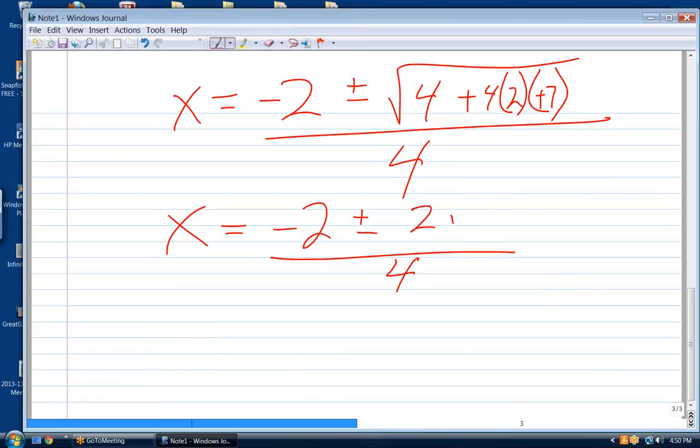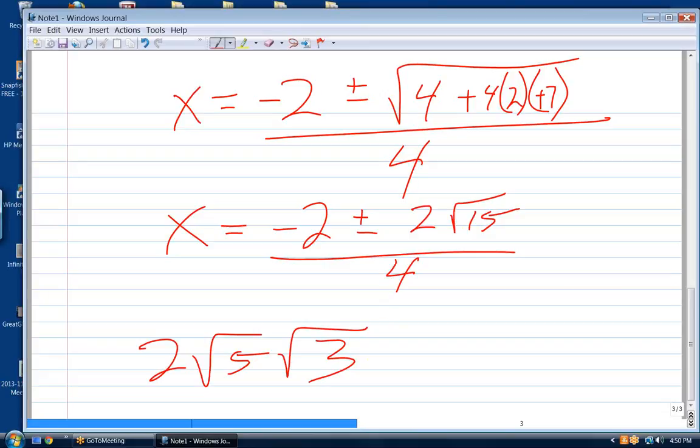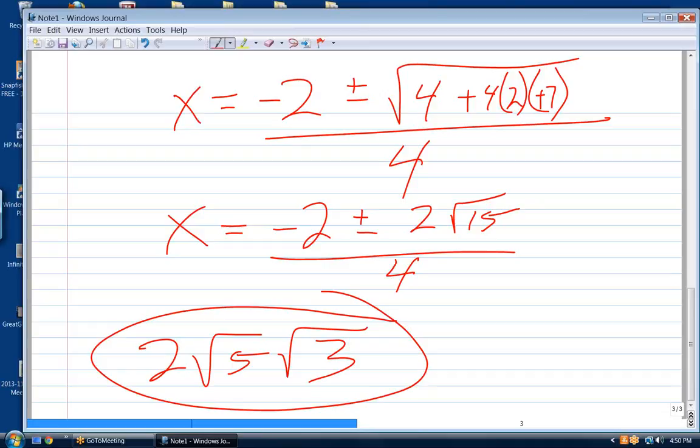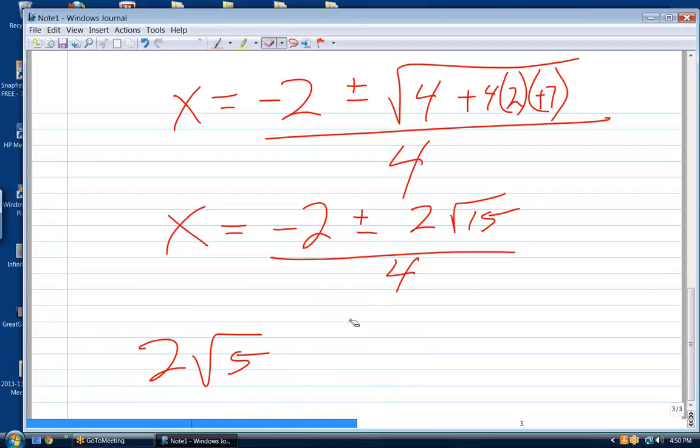Now, 2 root 15 is 2 root 5 times 2 root 3, but that's not more simple. That's got 3 terms in it instead of 2. So root 15 is actually more simplified than root 5 times root 3.